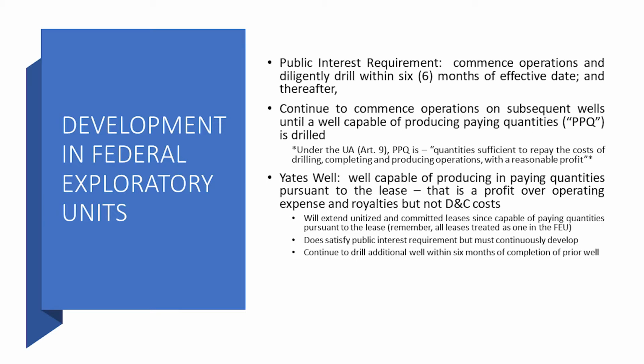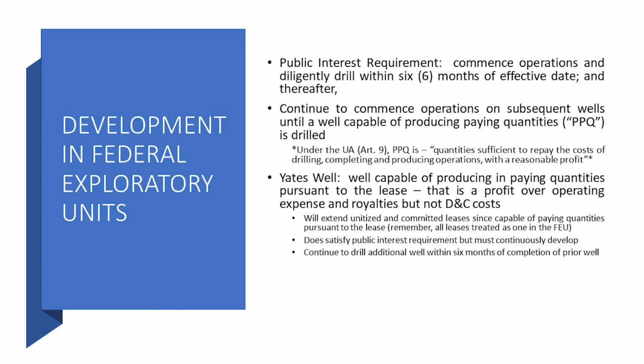Operator must continue to commence operations on subsequent wells until a well capable of producing in paying quantities is drilled. What's important here to understand is under the federal unit agreement, production in paying quantities is defined as production sufficient to recover the cost of drilling, completing, producing, and operating the well. So if you have a $10 million well, you need to be able to prove that you're going to produce $10,001 in revenue out of that well for it to qualify and to be able to form a participating area.